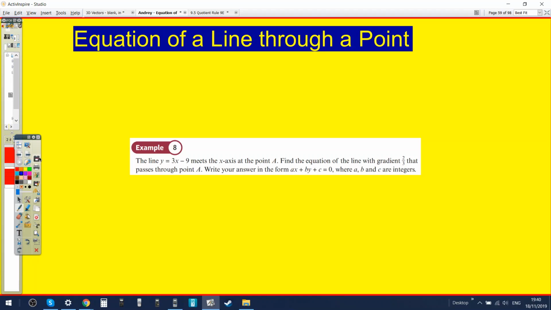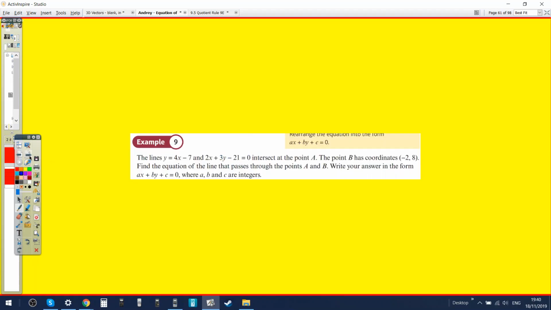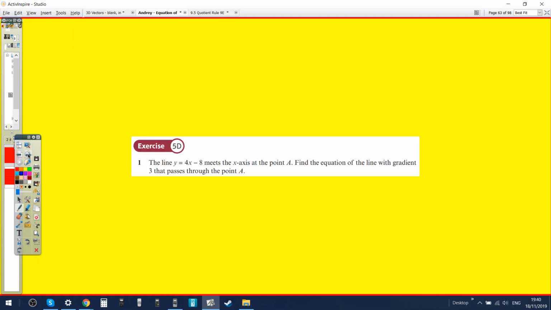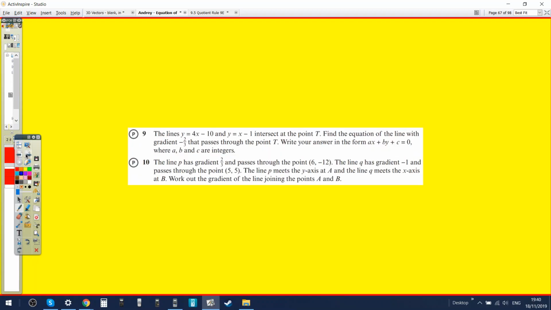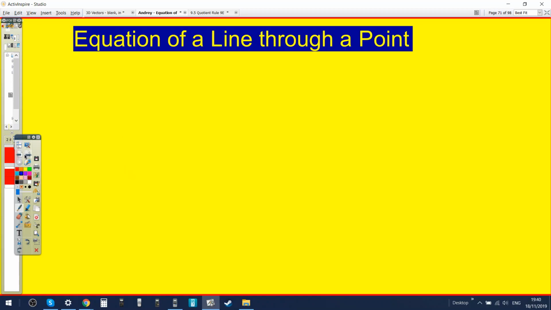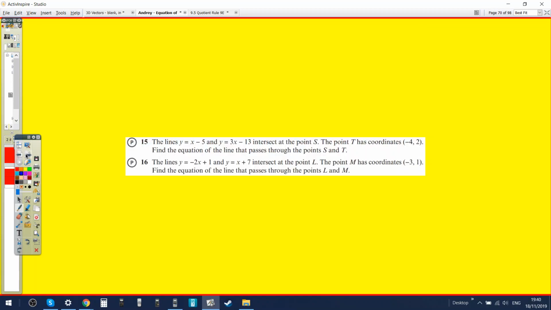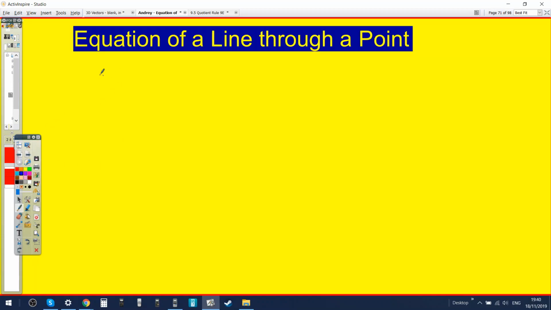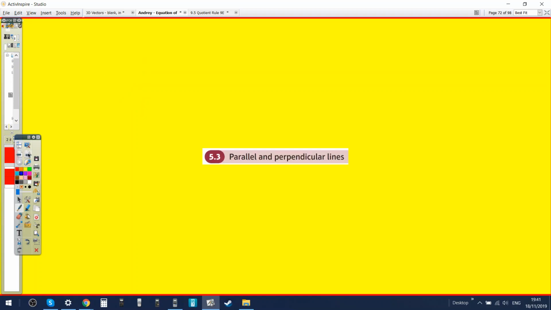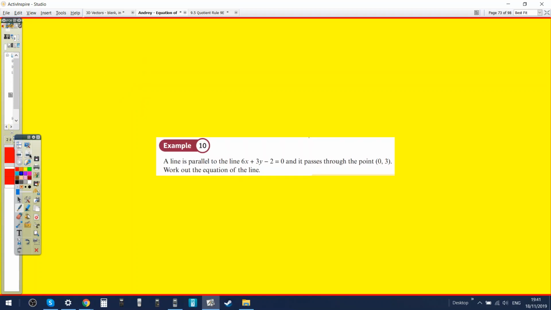And this is equation of a line through a point. An equation of a line with that gradient passes through point A. That's okay. I'll just see what the exam questions look like here, if there are any, and there are not. See the very last lines. That and that is a point L. L and M. There's a bit more to it, but it's the same idea. Parallel and perpendicular. That's fine.